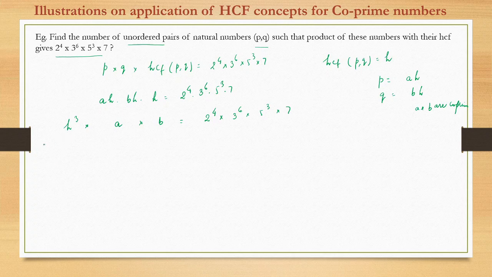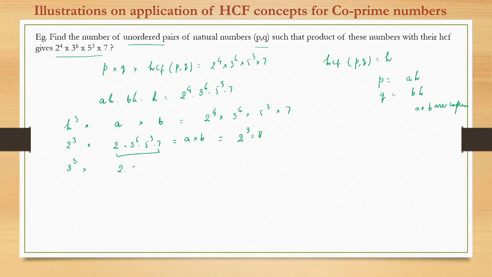Okay, so suppose in case 1, h cubed takes a value of 2 cubed. What remains is 2 into 3 raised to power 6 into 5 cubed into 7, and this number has to be written in the form of a and b, where a and b are co-prime numbers. So this can be written as 2 raised to power, we have 4 prime factors, so 4 minus 1 is 3, which is 8. Now the second case where h takes a value of 3 cubed.